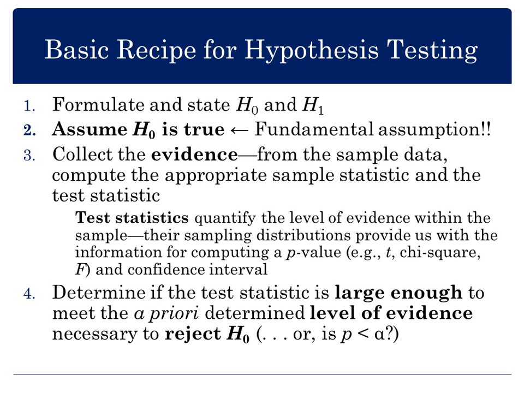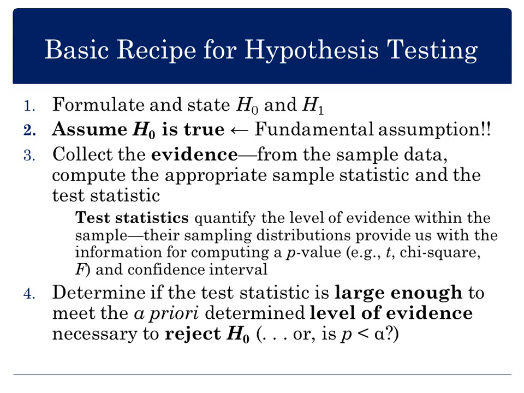In step 3, we're going to collect the evidence, which is collecting a random sample from the population, computing the appropriate statistic from that sample, like the sample mean, computing the appropriate test statistic if we're doing a test. A test statistic just helps us quantify how strong our evidence is for or against a particular theory. We're going to compute the p-value, a confidence interval from the sample, and then we're going to make a decision in step 4.